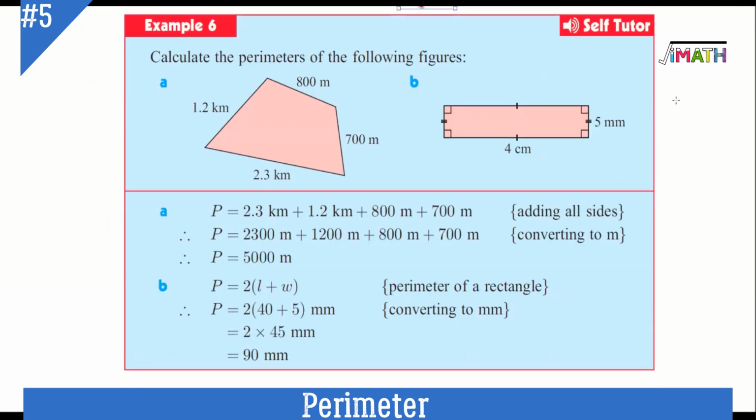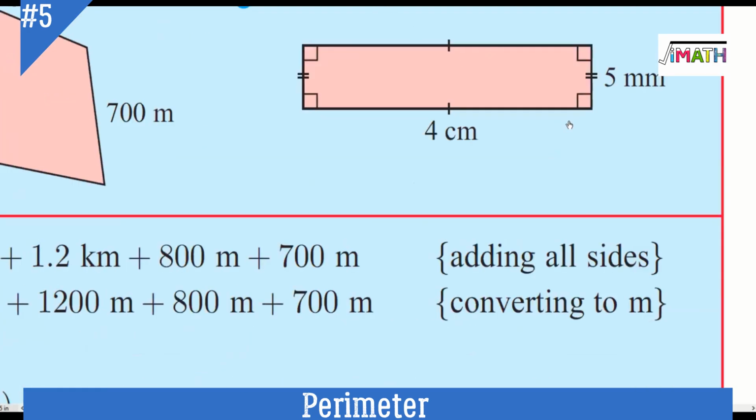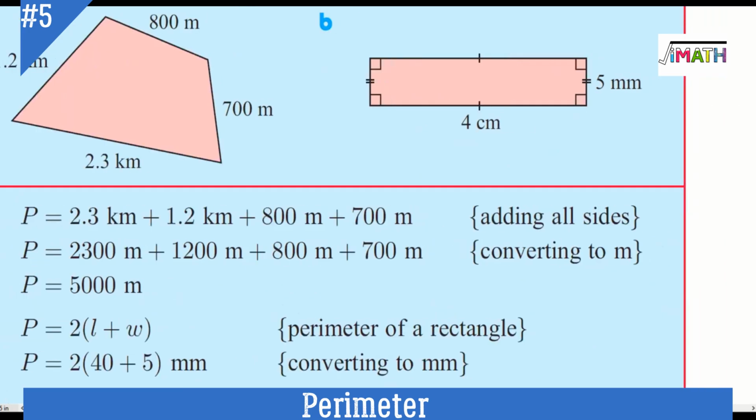So what do you think? Without using the calculator, give me the answer really quick, in a few seconds. What's going to be the perimeter of this rectangle? 18. Take your time once again. Be quick.